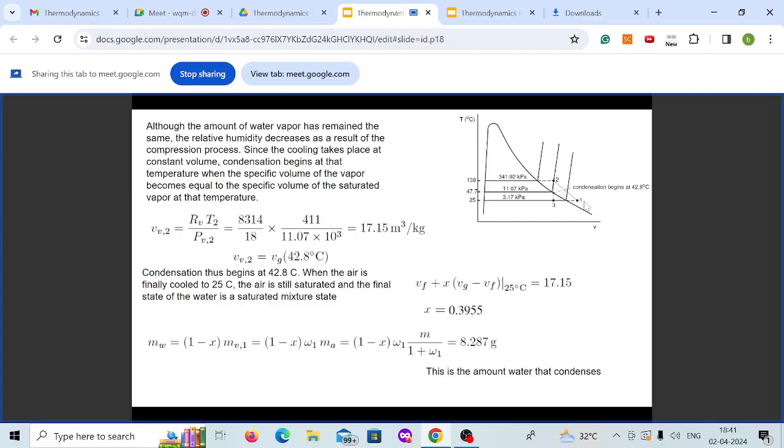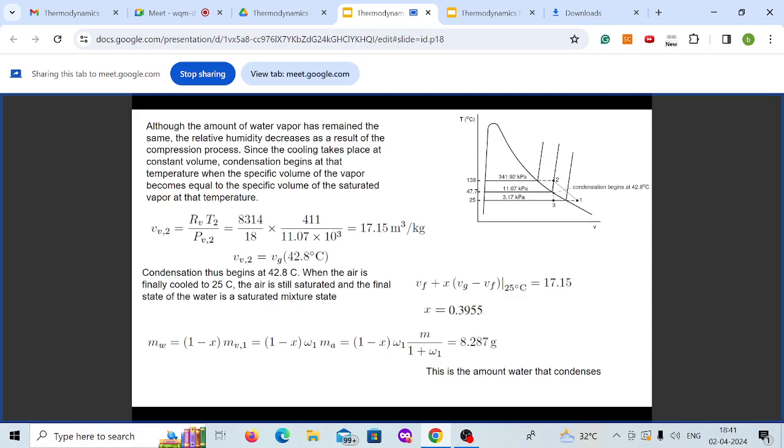So what happens is, this is the process if you see in the TV diagram. From 1 to 2 you are compressing, and then there's a cooling which is happening at constant volume. So this is just like any compressor where you are storing air in a reservoir.